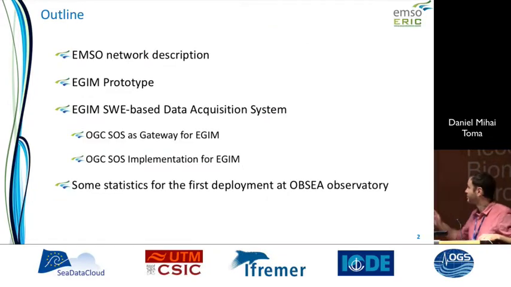So the outline of the presentation is, first I'm going to briefly introduce the EMSO network and the EMSO generic instrument model, which is called the EGIM prototype. Next, I'm going to give you some detail about the SWE-based data acquisition system that we developed, how we implemented this based on OGC SOS as a gateway for EGIM, and how this was implemented for this deployment. I will conclude my presentation with some statistics about the first deployment at the OBSEA Observatory.